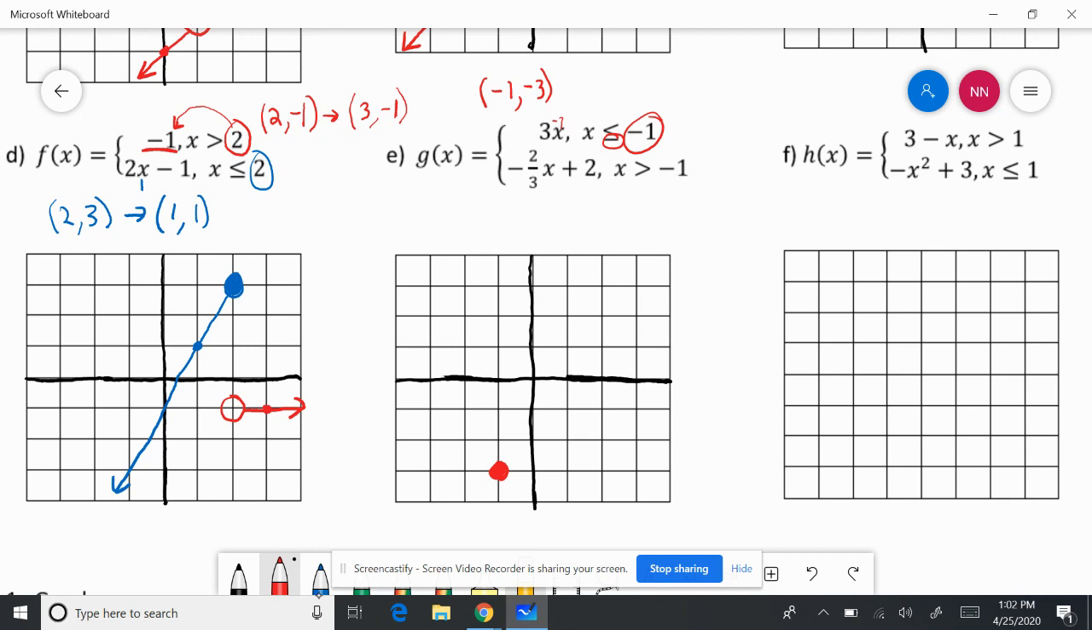Now I'm going to pick a point that's less than -1. So I'm going to pick -2. If I plug in a -2, that gives me -6. Now -6 is below, so I'm just going to go in that direction, and I'm drawing a straight line.